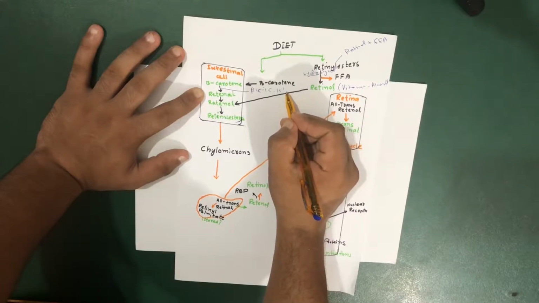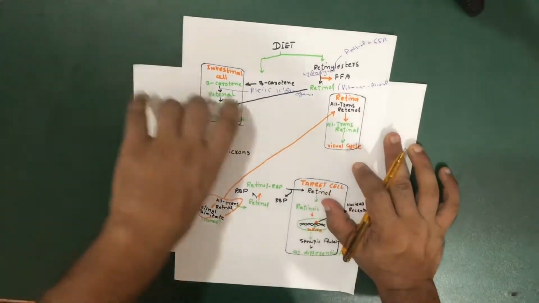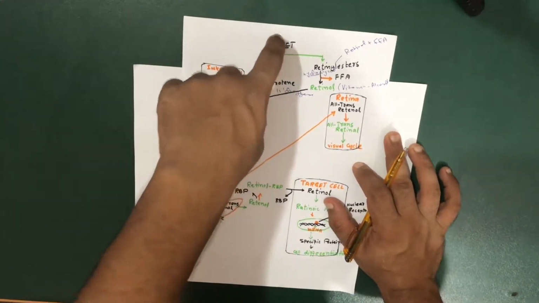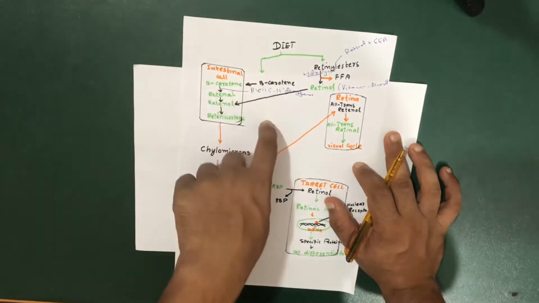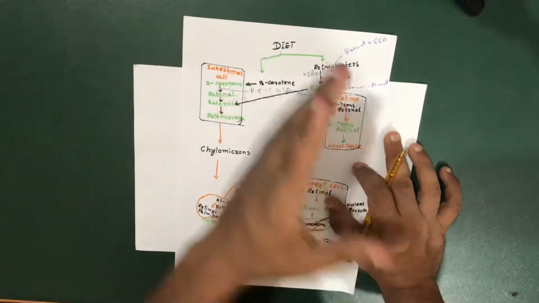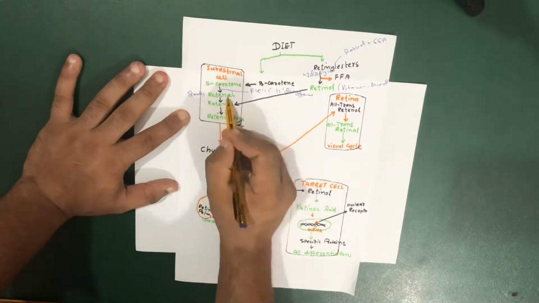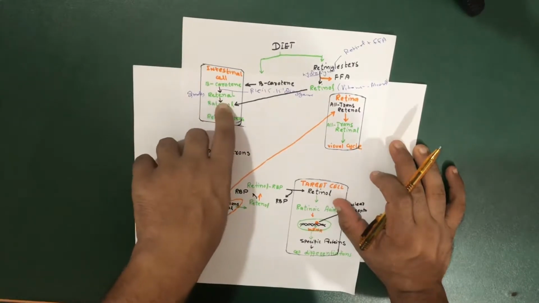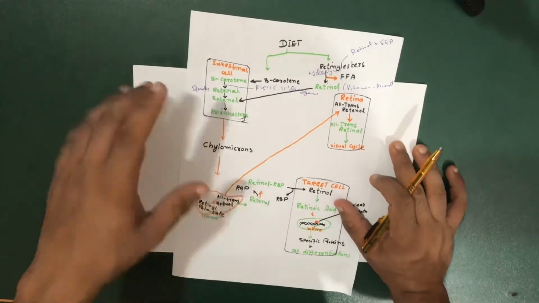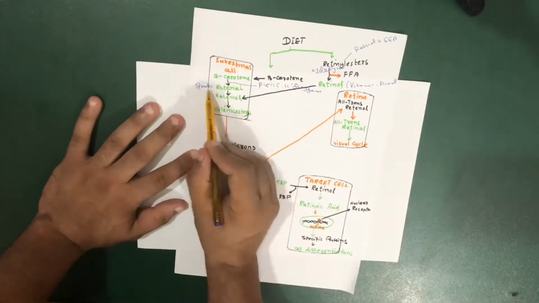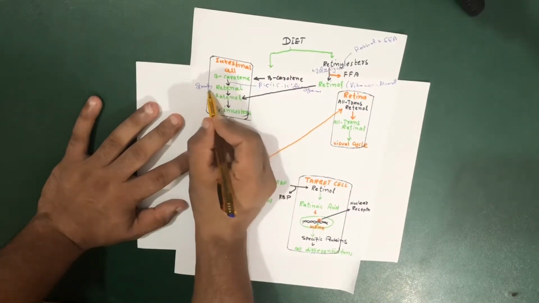This is how it works: from the diet we get beta carotene, and beta carotene is cleaved by beta carotene 15,15 dioxygenase of intestinal cells to release 2 moles of retinal. We know that retinal is an aldehyde. So beta carotene contains 2 moles of retinal, and when breaking down, it gives off 2 moles of retinal.